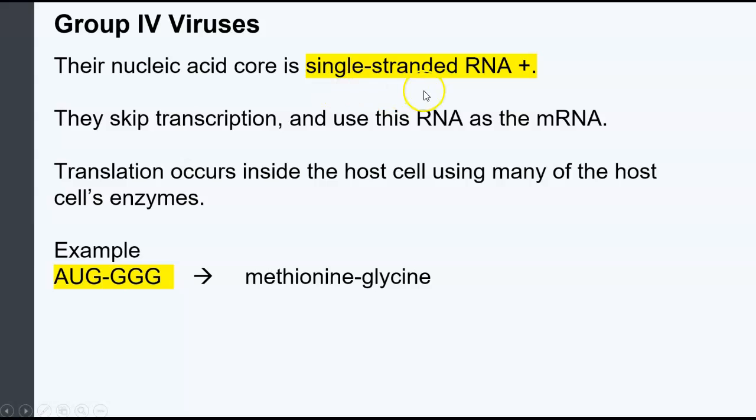Now, group 4 and 5 are both single-stranded RNA, but this one is great because it literally skips transcription, keeps things very simple. This is single-stranded RNA positive. So what happens here is that single-stranded RNA is the messenger RNA. So the messenger RNA is what I'm showing you right here highlighted. AUG-GGG is already produced. There is no need for transcription. This messenger RNA carries out translation and produces the amino acids methionine and glycine.